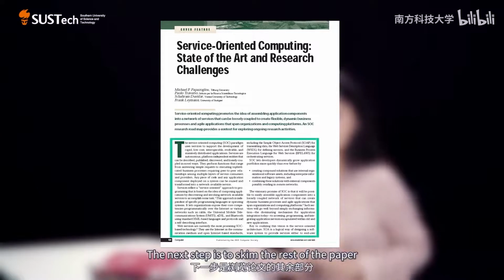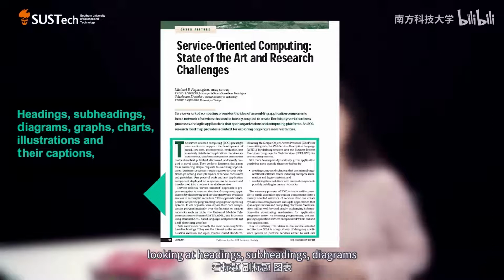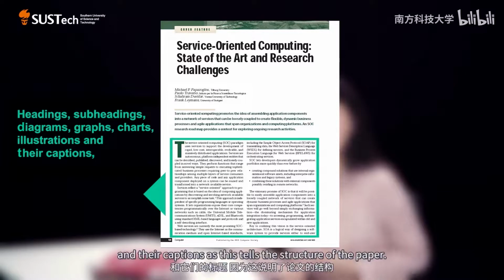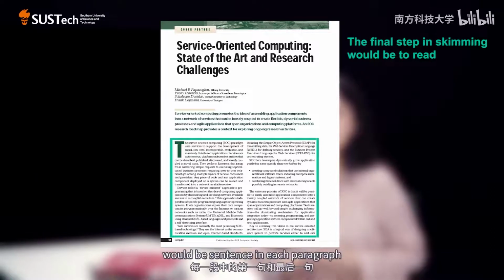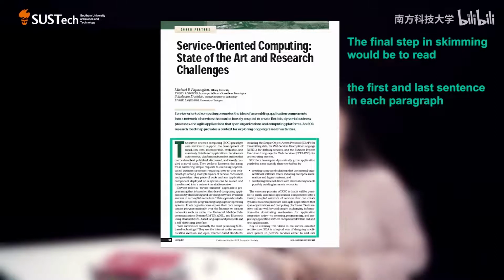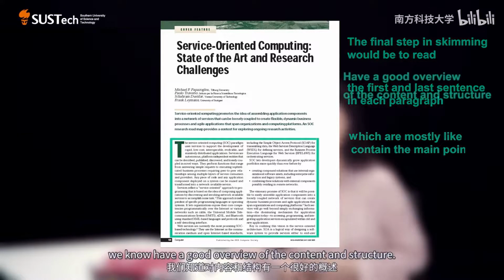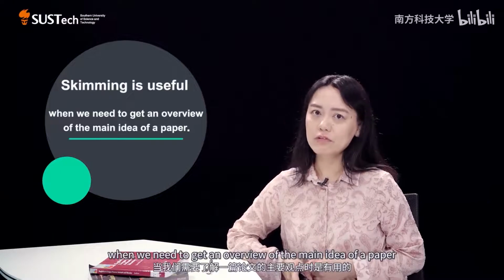The next step is to skim the rest of the paper, looking at headings, subheadings, diagrams, graphs, charts, illustrations, and their captions, as these tell the structure of the paper. The final step in skimming would be sentences in each paragraph, which are most likely to contain the main points. With this skimming, we now have a good overview of the content and the structure. To sum up, skimming is useful when we need to get an overview of the main idea of the paper.